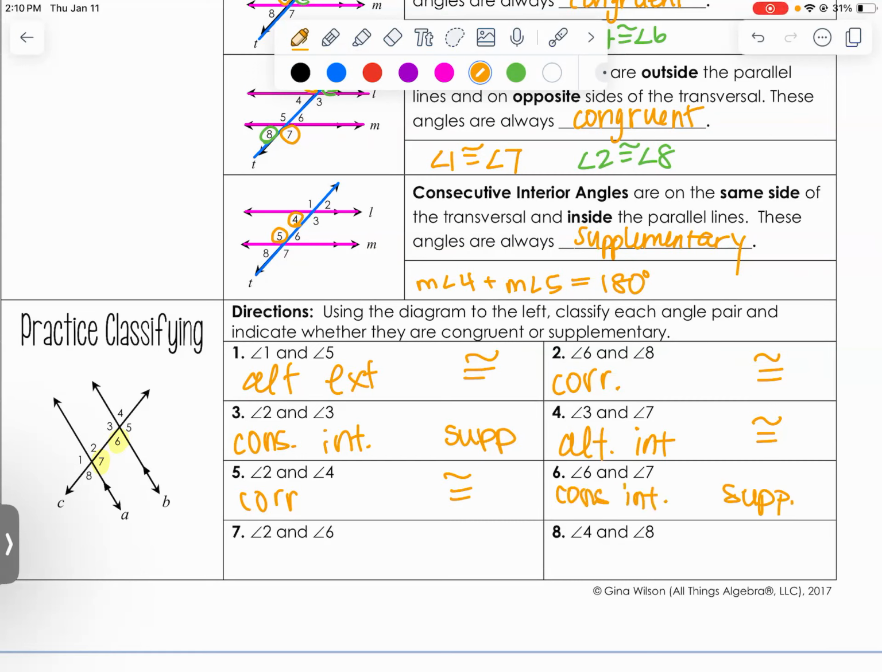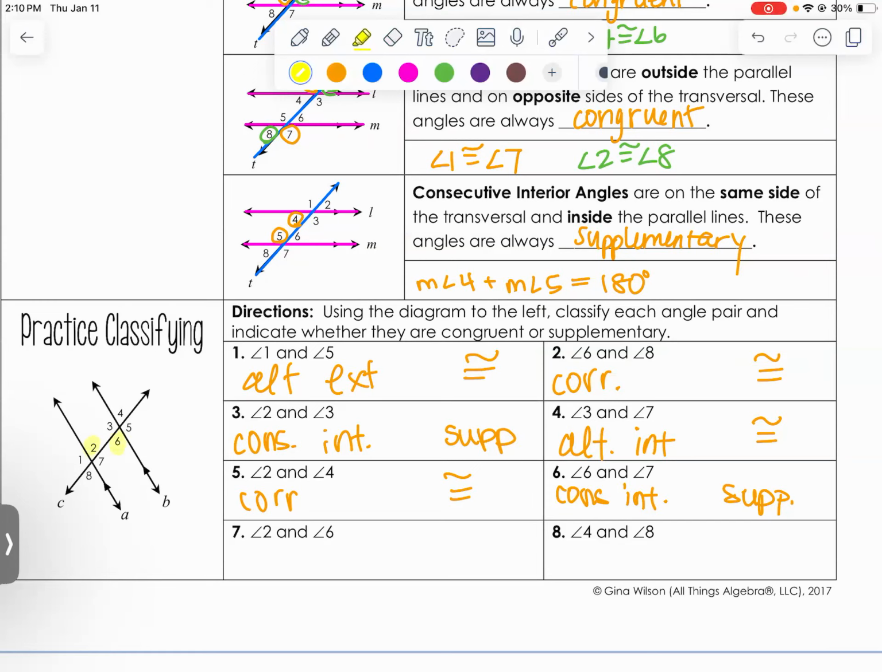Okay, they are consecutive interior, which means they're supplementary. Okay, you get it. We don't need to be getting out of our seats. The paper that we use, just leave it be. At the end of the period, we can throw them away. I don't want to hear crumpling. I don't want to hear folding. I don't want us getting up out of our seats to throw it away. We'll do that at a different time.